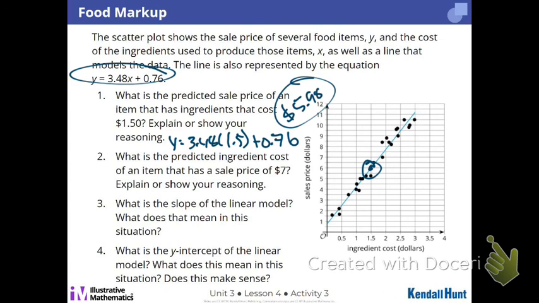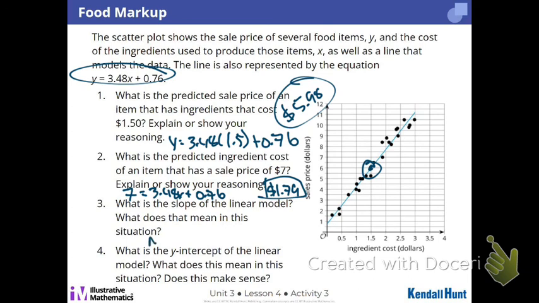Okay. Next, it said, what's the predicted ingredient cost of a $7 item? That's our y variable. I actually plugged this in my work and solved for x. And when I solved that for x, I got $1.79. I got $1.75. Yeah, you're not going to be able to see a 4-cent difference in the graph, right? Just because the scale does not go small enough. So, again, they both do say the same thing. Which one's going to be more accurate? The equation.